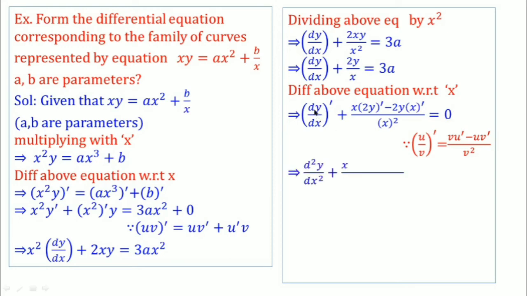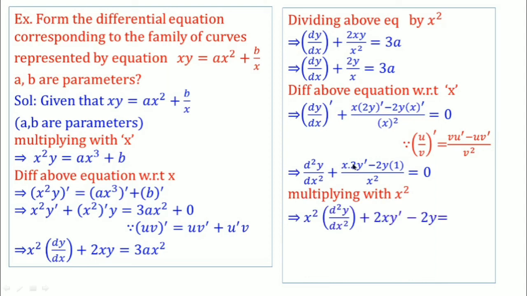So this one becomes d²y/dx². The derivation of dy/dx is d²y/dx². Here we get x square into 2 into y dash, derivation for this 2y is 2y dash, minus 2y, derivation for x is 1, by x square, is equal to 0. Now multiply the equation with x square. So here we get x square into d²y/dx² plus only this term 2xy minus 2y is equal to 0. Now we can write this equation like this, and here we can replace this one, which is the required equation.